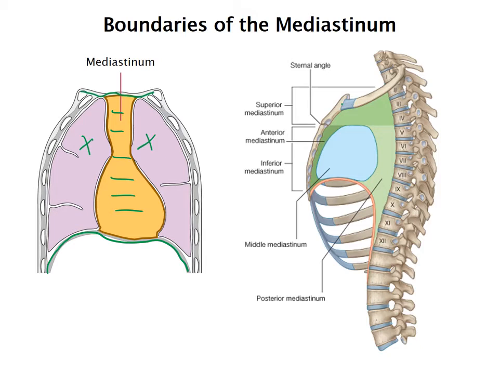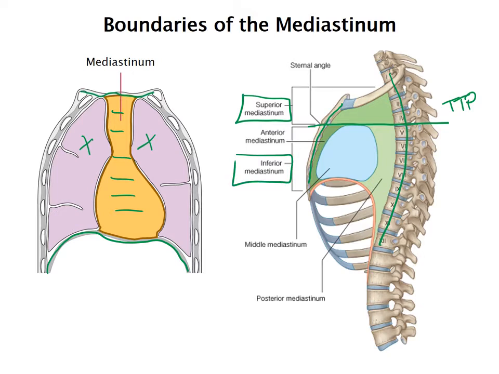Anteriorly, the mediastinum is bound by both the sternum and the costal cartilages, and posteriorly it is bound by the thoracic vertebrae. As a review, the sternal angle of Louis marks the level of the transverse thoracic plane, abbreviated here TTP. Conceptually, the transverse thoracic plane divides the mediastinum into a superior mediastinum above and an inferior mediastinum below.